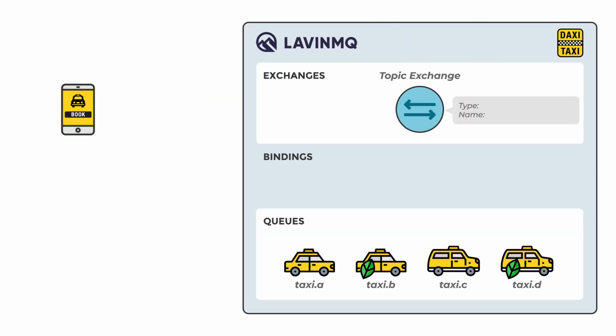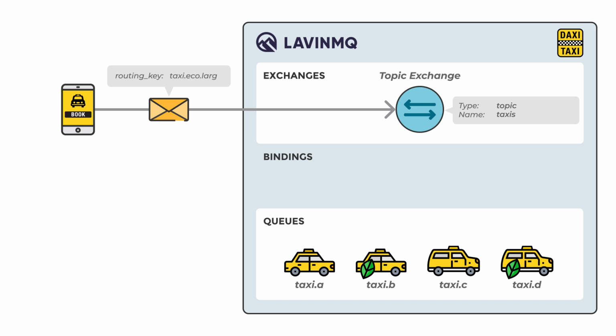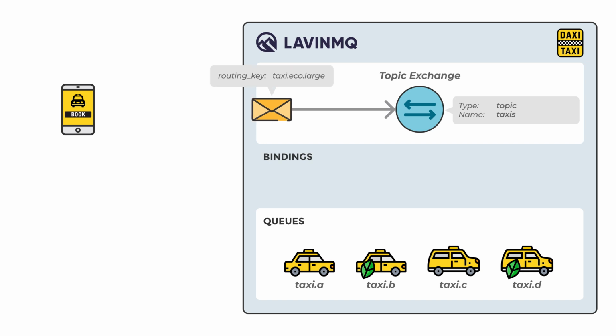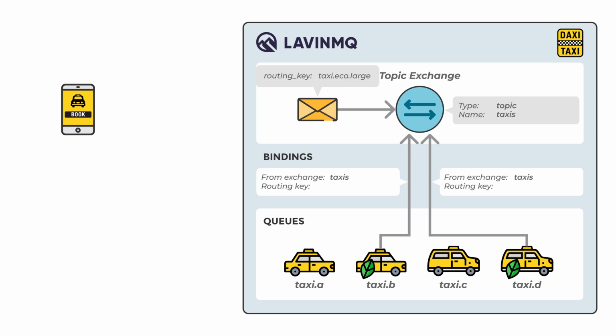Topic exchange routes messages to one or many queues by looking at the routing key. The routing key in the message is compared for matches with routing key patterns on the bindings. In our example, a customer with a group of friends asks for a large, environmentally friendly taxi. This order is routed through an exchange bound to taxis of this type. The routing key must be a list of words delimited by a period.